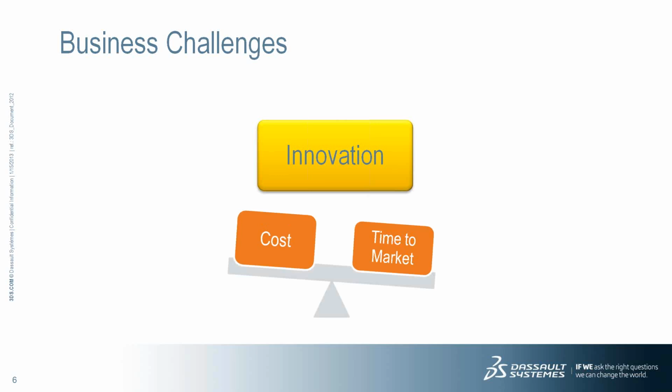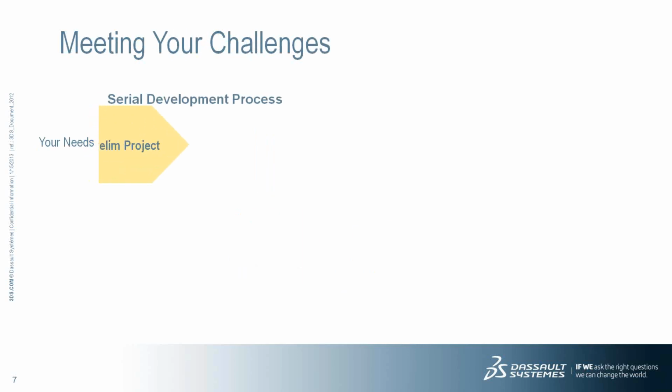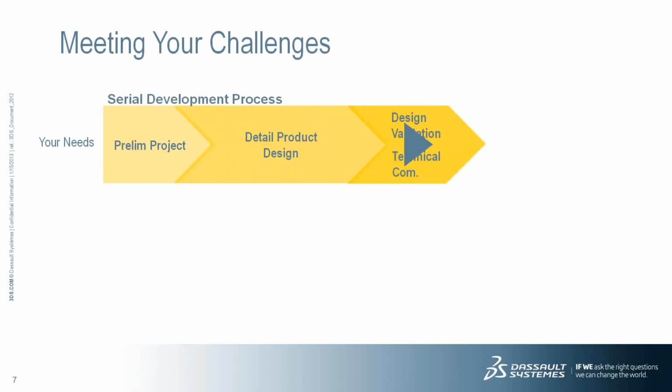There's always a balancing act. Can I create innovative new products? Getting them to market on time, and at the right cost. What we typically see out there is what we call a serial development process. Typically it starts with some kind of project definition, which could come from your marketing department, such as build this new configuration of a design, or tweak something on an existing design, or it might be an order or a proposal that you get from a customer.